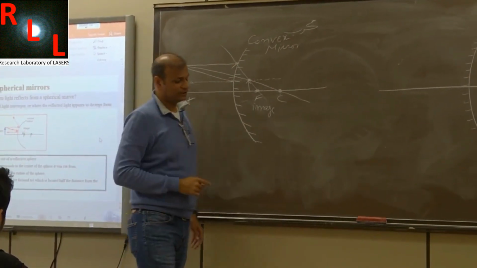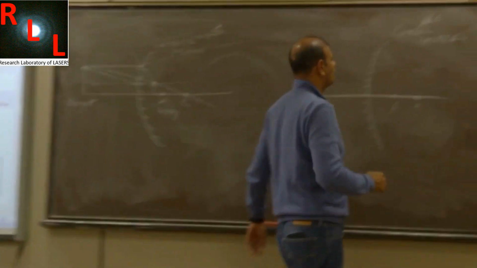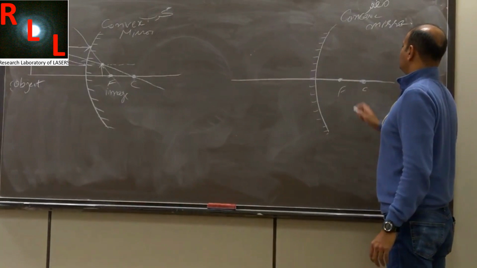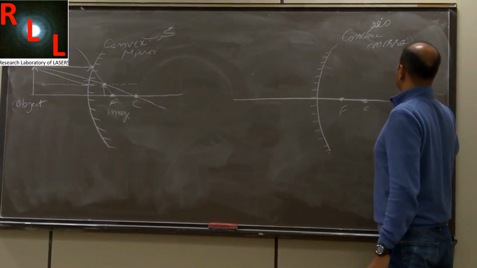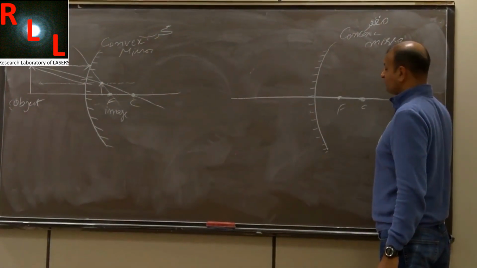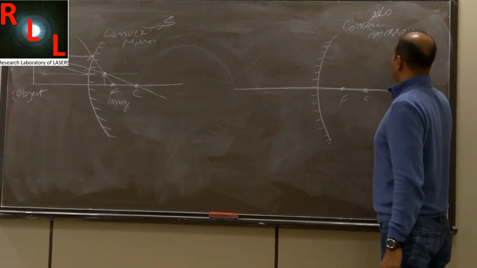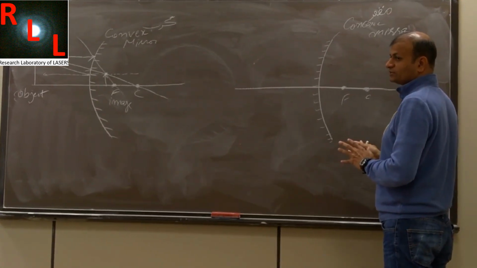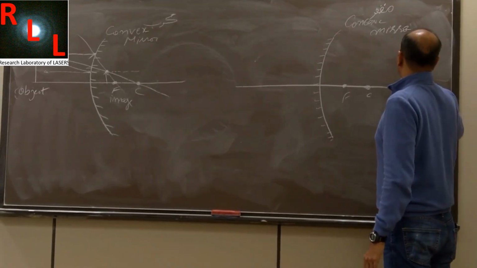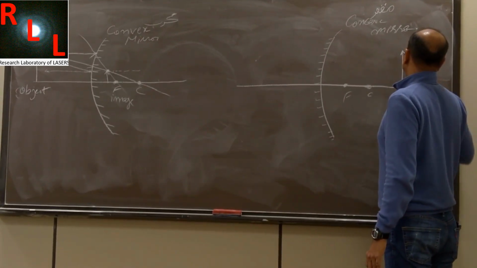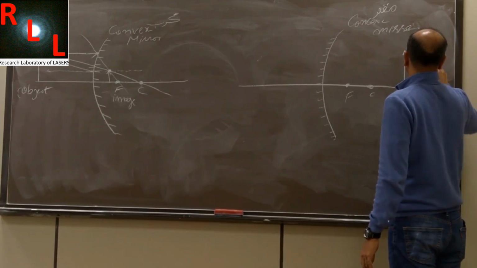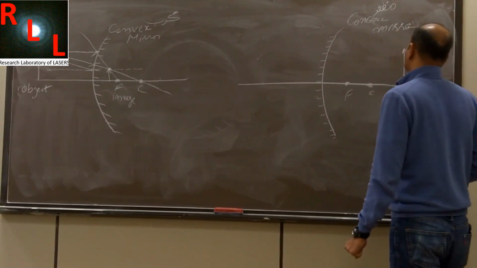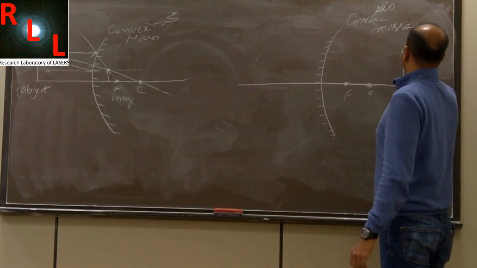In the case of concave or makar, what you do here: the image will form somewhere here. The image will be real, as I mentioned yesterday. So here, this is the object. Okay. So if this is the object, you draw the line here.